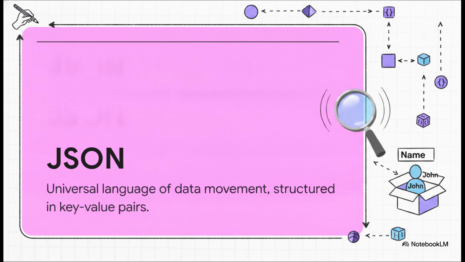Now, if you aren't a developer, the word JSON might sound a little intimidating, but trust me, it's just the universal language of data movement. It's structured in super simple key-value pairs, actually very much like a Python dictionary. Just imagine a label on a moving box, like name, and then the contents inside the box, like John. That is a key-value pair. It's just how different apps and nodes seamlessly talk to each other inside the platform.